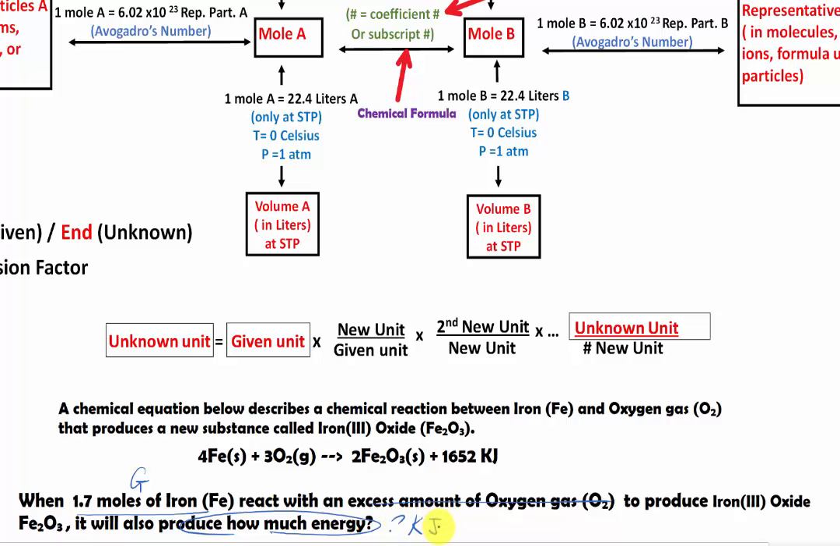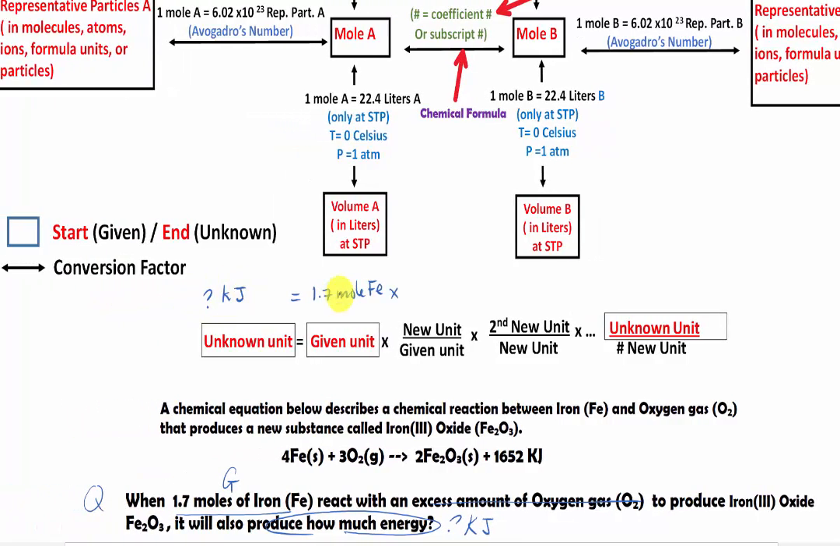So we can plug back into our formula here. Our given again, 1.7 moles of Fe, and our unknown is question mark kilojoule, which is a unit of energy. And of course we always start from the given, which is moles of A right here. And we are looking for energy, but energy is not on the flowchart. But based on our previous lesson, we can relate energy to mole using the chemical equation. In this case, we have energy and moles of Fe. So our conversion factor is this. We have 4 moles of Fe equal to 1652 kilojoule.